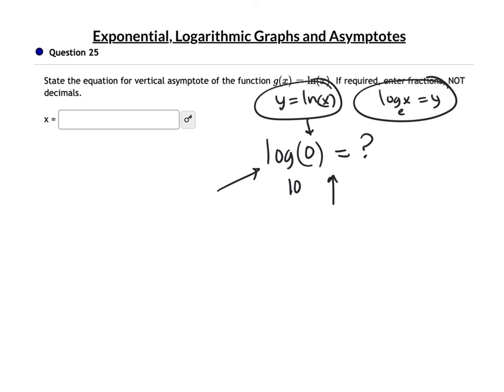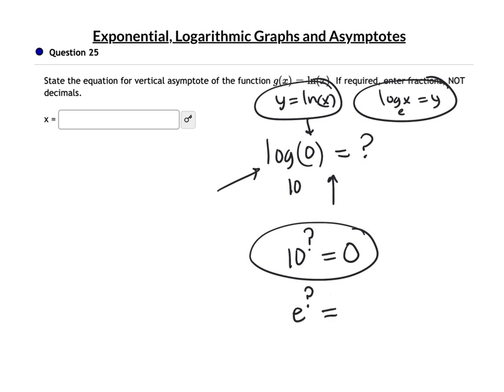Write this as an exponential expression. The base would be 10. A log is an exponent, and the exponent, I don't know what it is. It's that question mark. But 10 to some power would have to equal 0. Think about that for a moment. Is 10 to any power, or any base, like e, which is 2.7 something, is e to some power 0? It's not possible. That's why you have an asymptote there, because it can't be that number. It gets closer and closer to it, but it can never be that number.